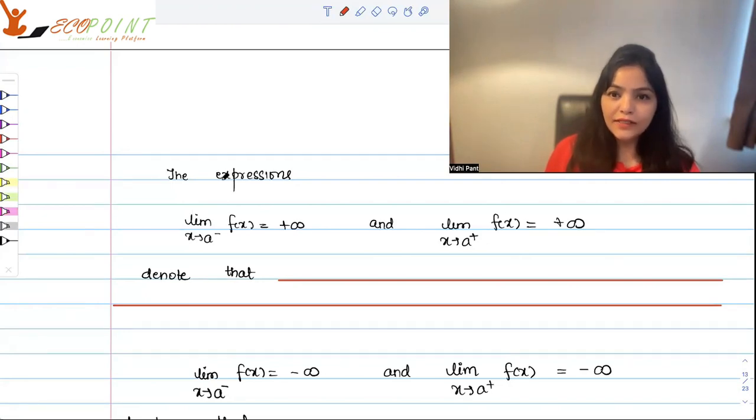Now let us give some expression to these kinds of scenarios. So the expression that we can give is limit as x tends to, say, a minus, that is from the left of a, f(x) is equal to, say, plus infinity. And when we are taking it from a plus, limit x tends to a plus from the right, f(x) is equal to plus infinity. What does this denote?